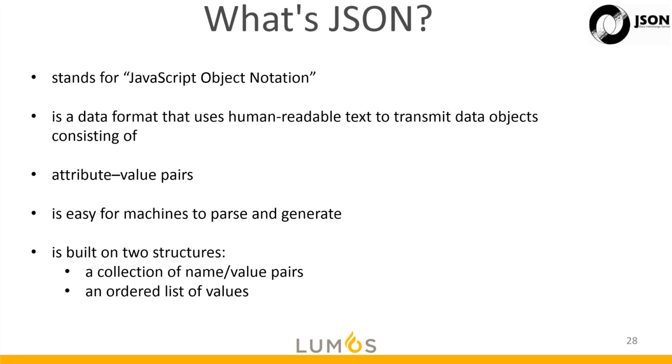So it's built on these two structures: the collection of the name and the value, or the key and the value, or the attribute and the value, whatever you want to call it. But these are the pairs. And they're an ordered list of values.